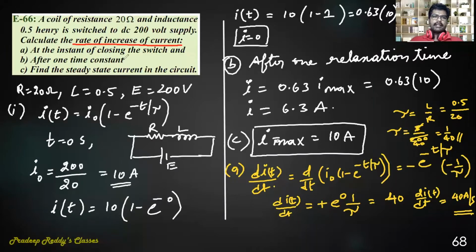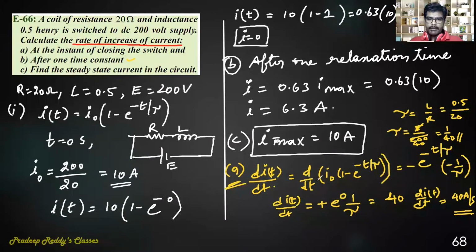Likewise, you can calculate after one time constant what is the value of current, and at steady state what is the value of current. You can find out di by dt. But in the first case, we have just calculated I of t. So after that, you need to do this. I have explained both the cases in one single problem.